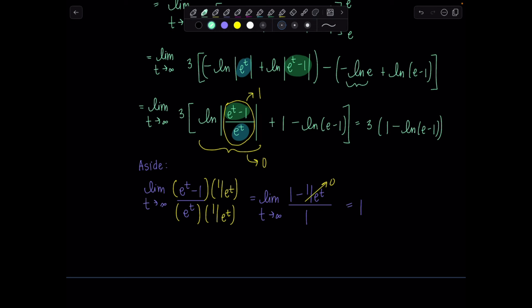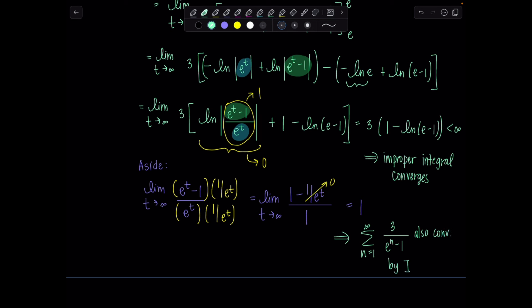I did the integral test. On the integral test, we don't care what the value of the limit is. All we care is that it's finite. So we're not comparing it to 1 or anything like that. All I care is that it's finite, and if it's finite, that tells me the improper integral converges, right? Just think, when you first learned improper integrals, that's all you cared about. The improper integral converges, which then tells me that the sum from n equals 1 to infinity of 3 over e to the n minus 1 also converges by the integral test.